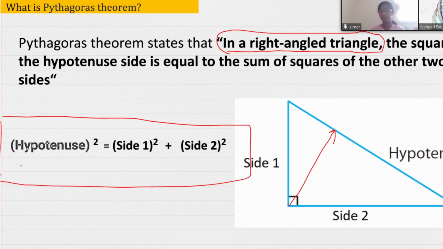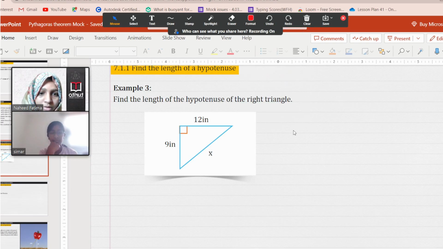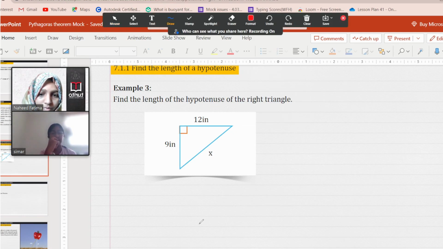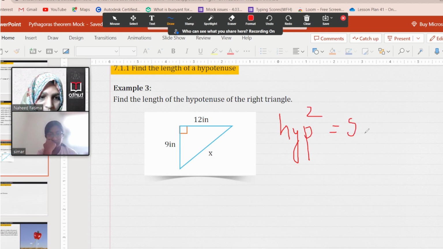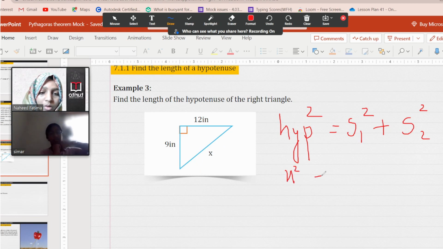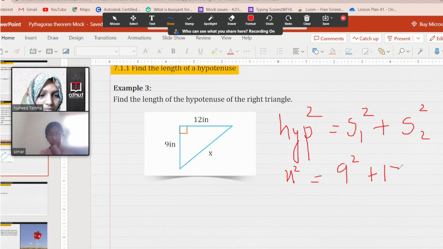In this case, which one is your hypotenuse? X. Yeah, x is your hypotenuse. So if I apply my formula, hypotenuse square equals side 1 square plus side 2 square. Hypotenuse square is x, so x square equals s1, you can take any one, let's take 9 as s1, 9 square plus s2 is 12, 12 square.